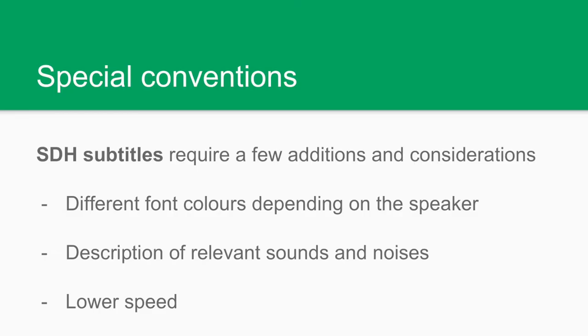Some special conventions to produce SDH subtitles include the use of different colors, such as yellow, white, green, and blue, to associate an utterance with a particular character, which may be the protagonist, the antagonist, or a secondary character. This, however, still cannot be done with plain text subtitles, for example .srt, using freeware programs.